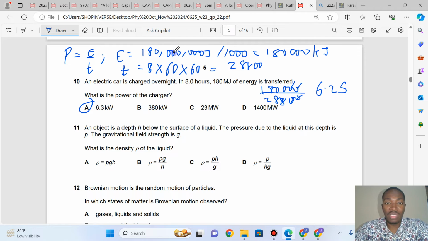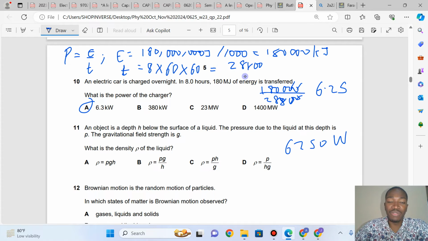Another thing you can do is use the energy just like that, and also the time, use it like that. When you divide, you'll be getting 6,250 watts. That's if you do not convert this to kilojoules. If you have used energy in joules and time in seconds, you would have gotten 6,250 watts. This you can convert to kilowatts by dividing by 1,000, and that will give you approximately 6.3 kilowatts.